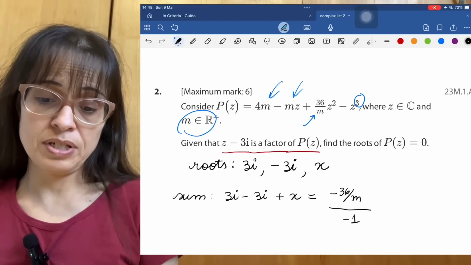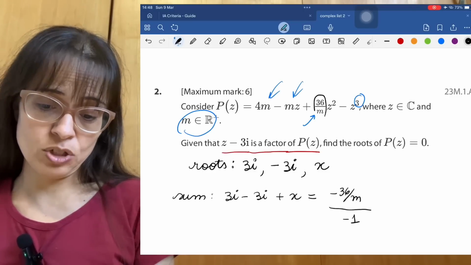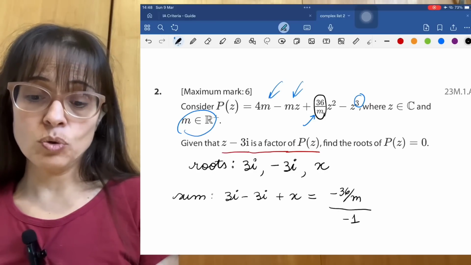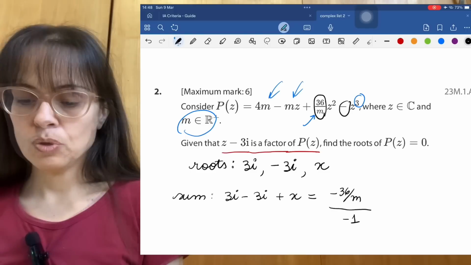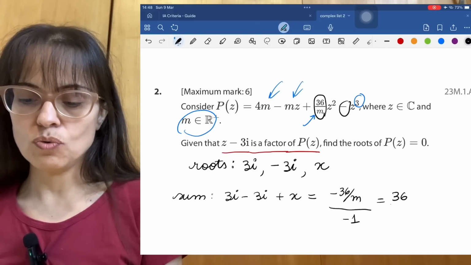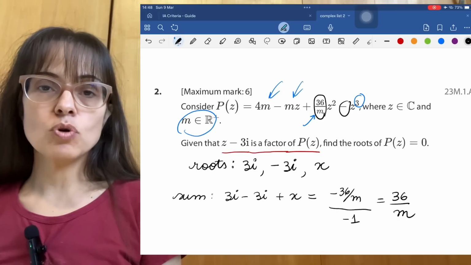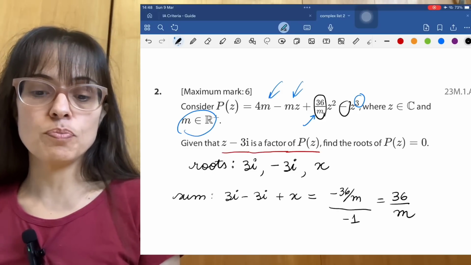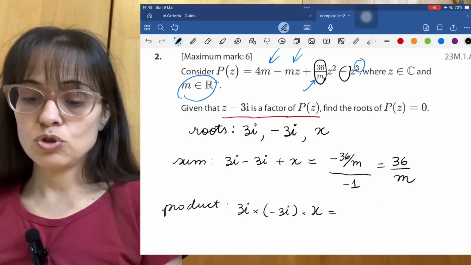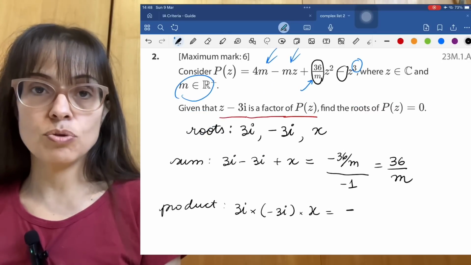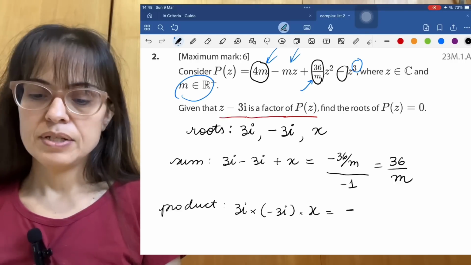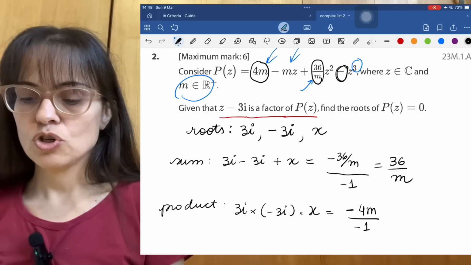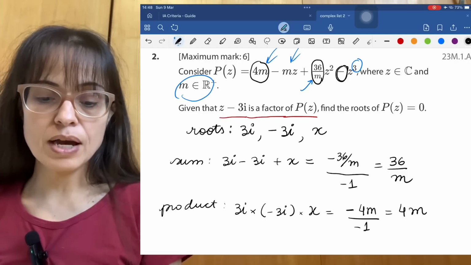The coefficient of z squared was 36 over m, and the coefficient of z to the power of 3 was negative 1, okay? So that's just going to be 36 over m. And now I am going to do the same thing for the product of the roots. In this case, I do have a minus sign because 3 is an odd number. Now I'm going to put 4m divided by minus 1, which obviously is just 4m.